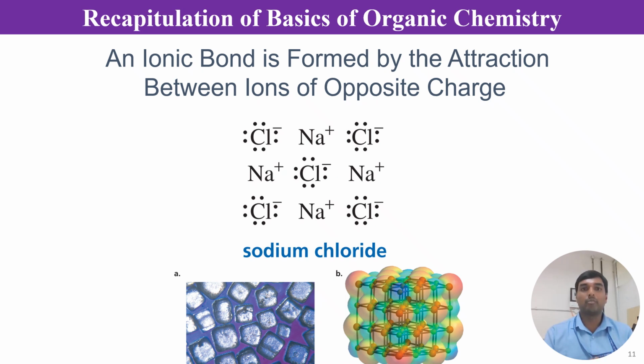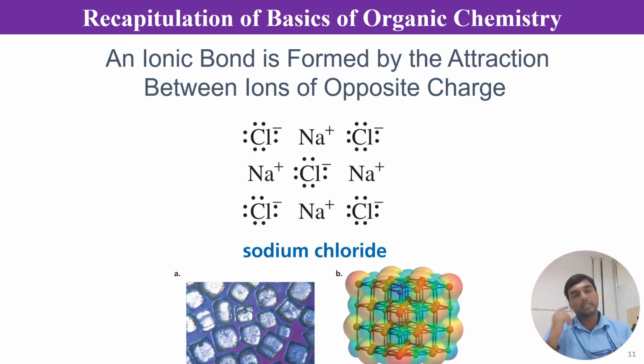It's an ionic bond formed by the attractive forces between the two opposite charges. Suppose sodium ions give up electrons, and chloride ions take the electrons. So that's why it forms cations and anions.